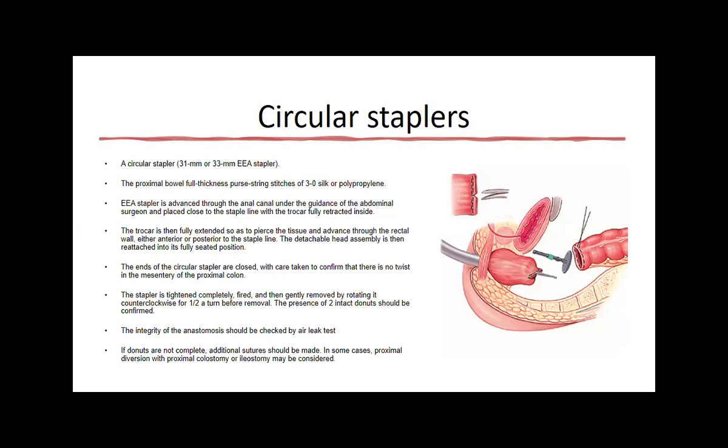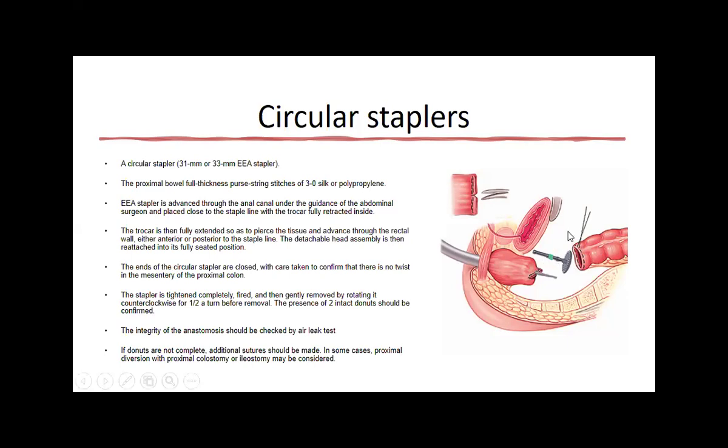Okay, so when we have the circular stapler fired, this proximal part, which is done by the circular purse-string suture, is cut by the knife of the stapler, and this distal segment all around is cut also by the knife of the stapler. The stapler looks like there are 2 or 3 lines of staples all around and the knife in between.